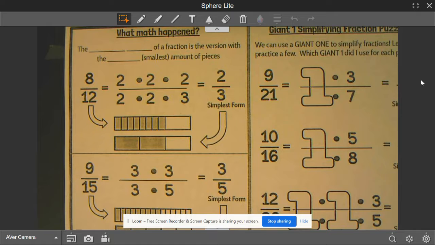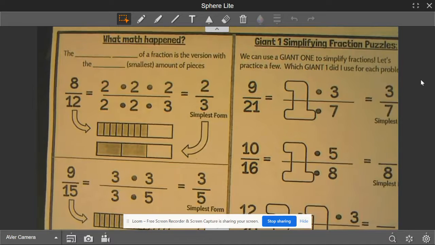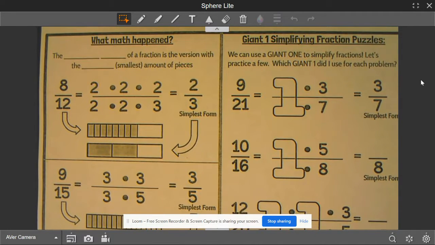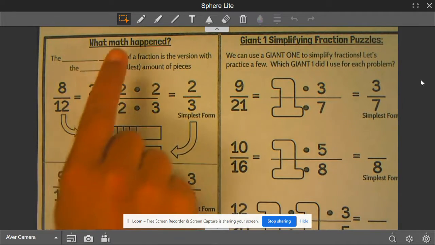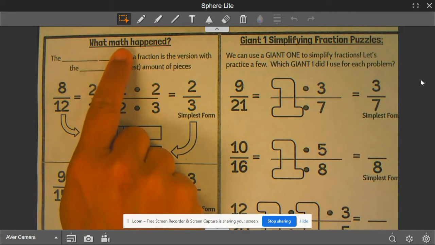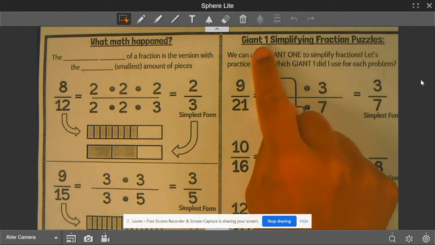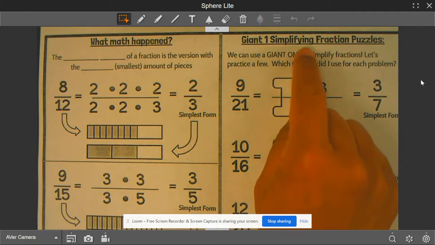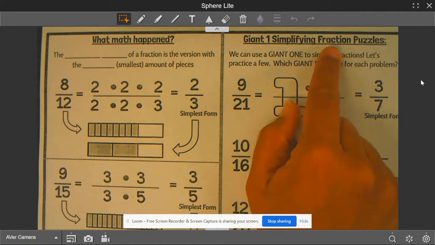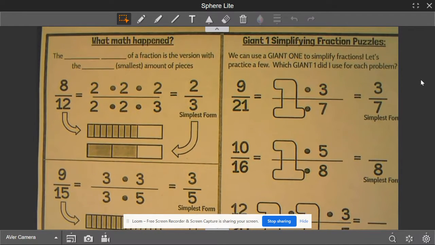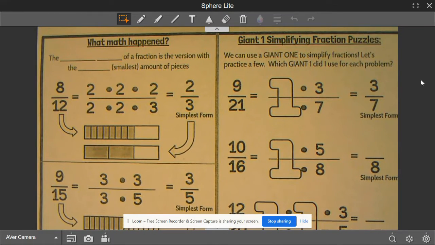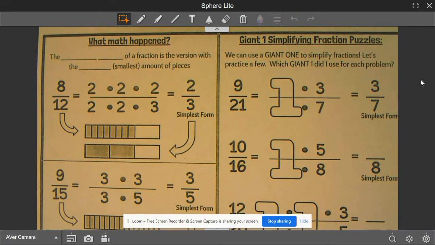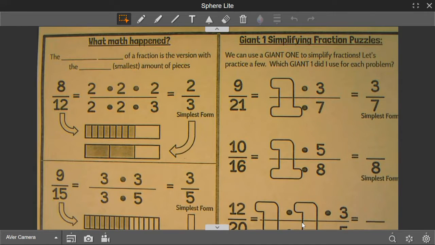Okay, so before we take a look at today's lesson, this here is the handout that you will all need. It looks a little similar to yesterday's What Math Happened. And on the right side, it says Giant 1 Simplifying Fraction Puzzles. So thank you, guest teacher, for subbing today's class. If you need to pause the video and pass out the handout for today, go ahead and do that, please.